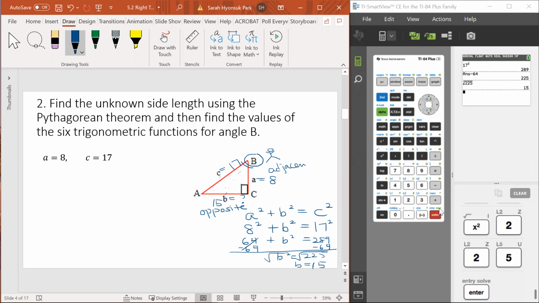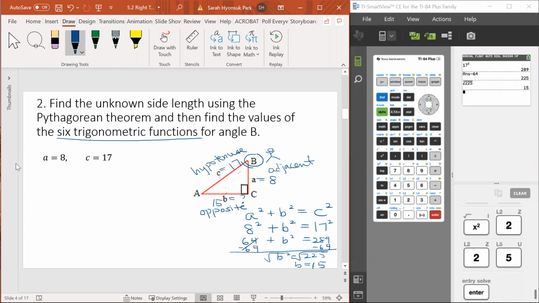And remember, the hypotenuse is always the longest. C is the hypotenuse. So make sure that you understand the difference between where the opposite side is depending on where your angle is located. So now that we have that, it says to find all 6 trig functions.